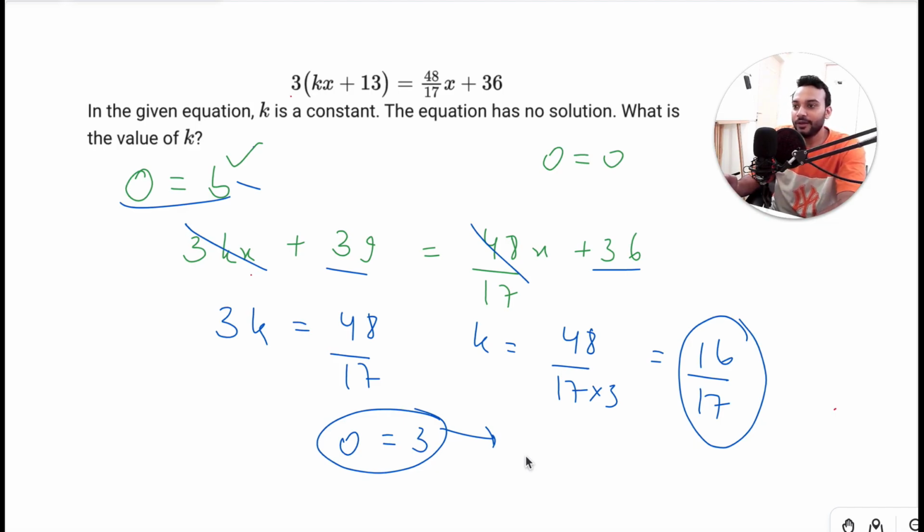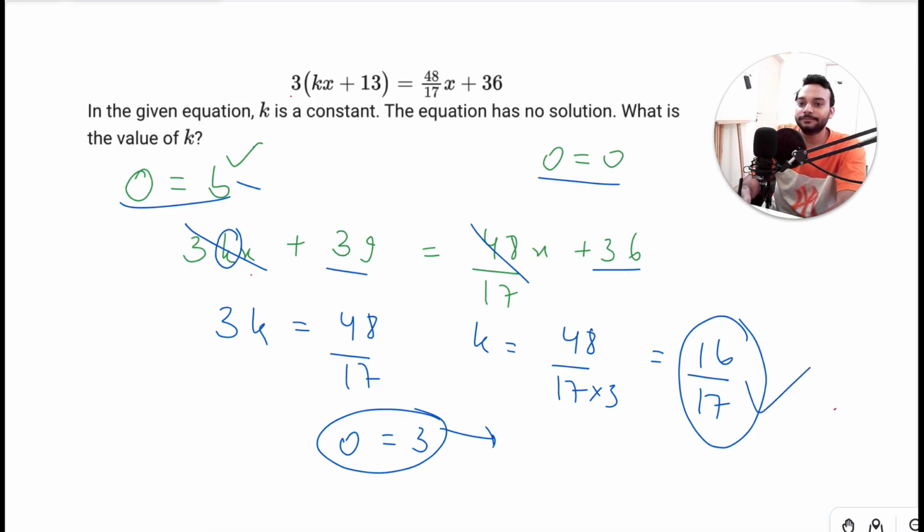Okay. For this equation to have infinite solutions, the variable terms must be equal and the constant terms must also be equal. That's not possible in our case, because we can only manipulate the variable term through the value of k. That will only change the variable term, not the constant term. So that's not possible in this case, the case of infinite solutions. So overall the answer is 16/17.